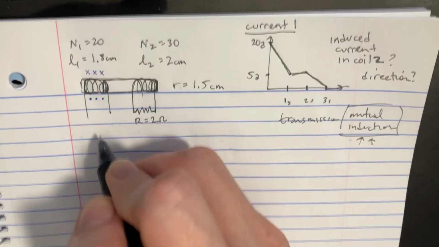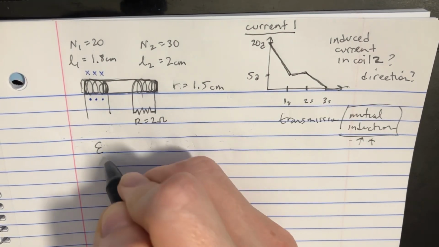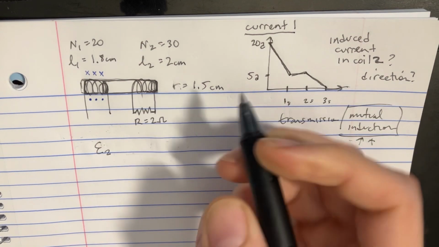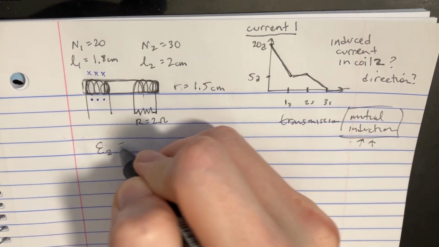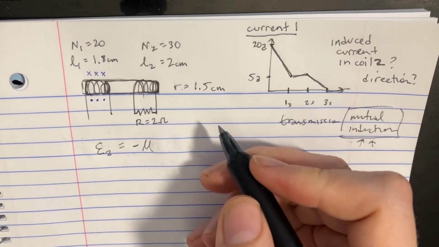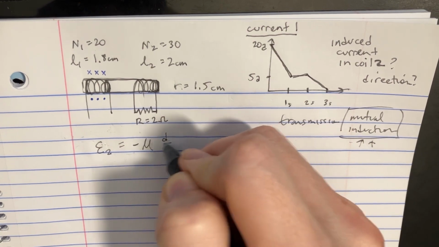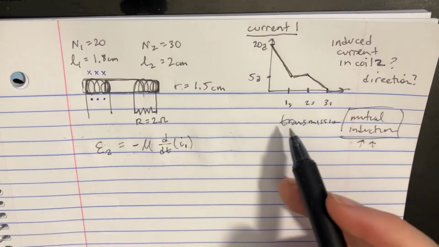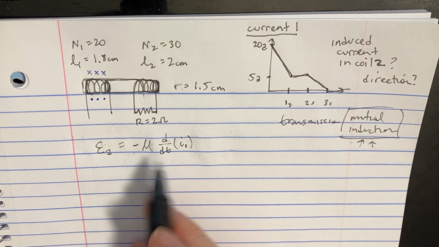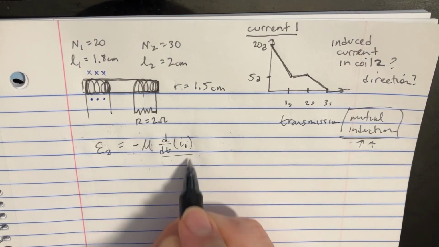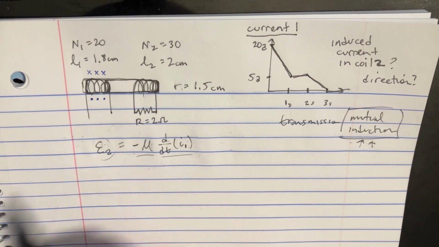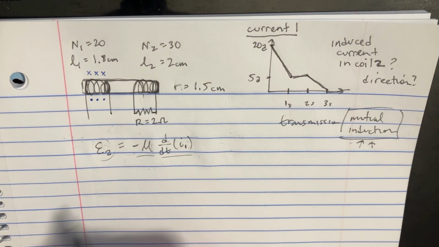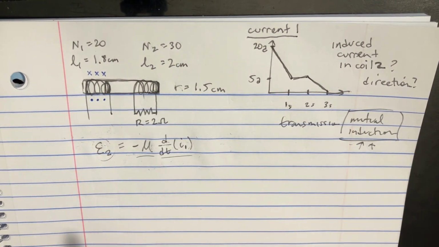So we should be able to come up with, if we have the EMF in coil 2, that would be equal to the negative mutual induction times the time derivative of the current in coil 1. So all we need to do is figure out the time derivative of the current and the mutual induction, and then we'll have at least the EMF, that would be the voltage in this. We'll have to figure out what the current is a little later.